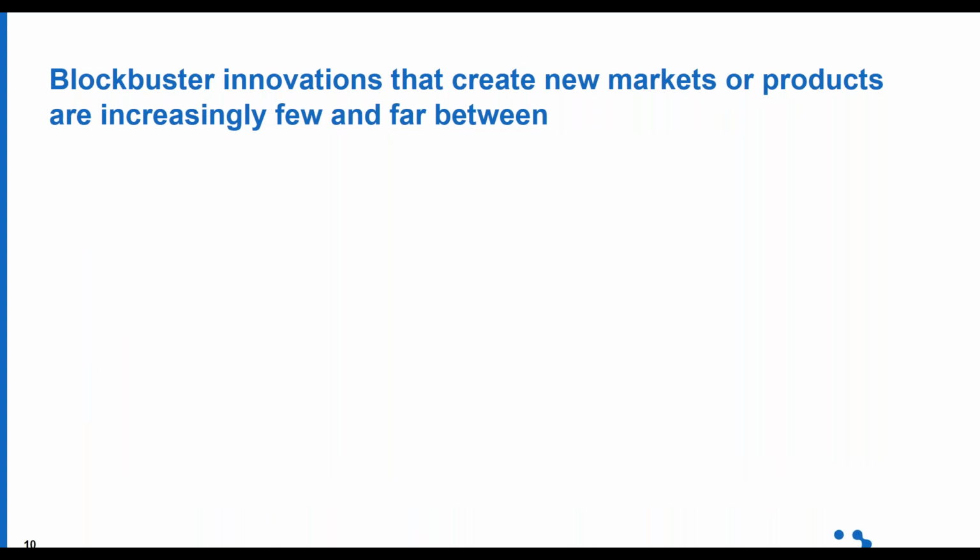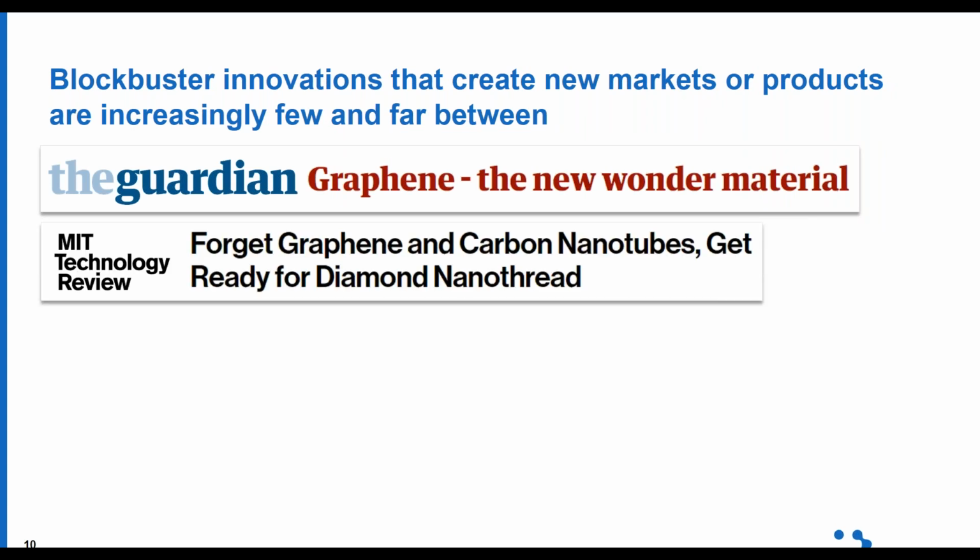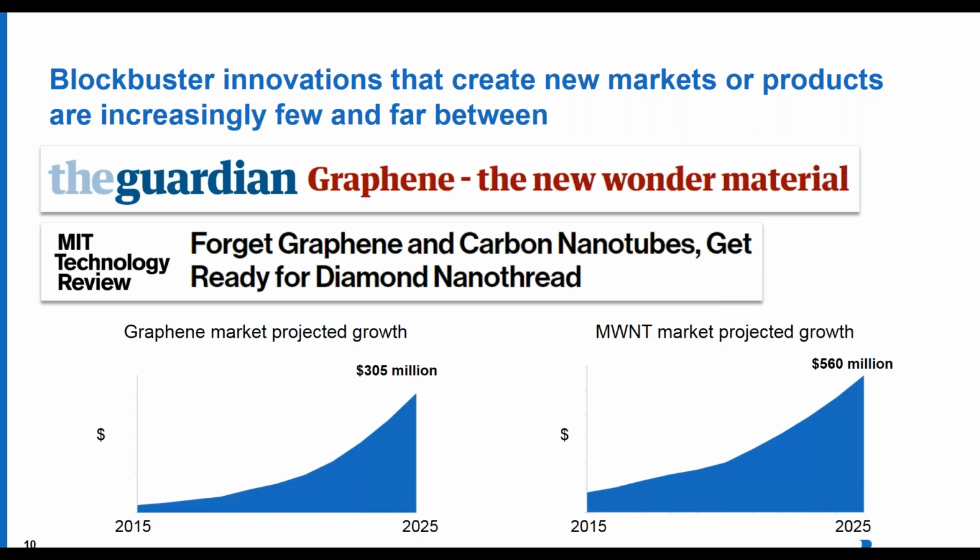And lastly, blockbuster innovations that create new markets or whole new product classes are really becoming more and more infrequent. The types of materials that we've looked at as blockbuster innovations, like graphene or carbon nanotubes, in the past 20 years, haven't really panned out in terms of creating large markets. Lux really sees these as combining for less than $1 billion in terms of market size, which is way too small to move the needle for the materials and chemicals industry. So we're seemingly moving away from an era of inventing new nylon.